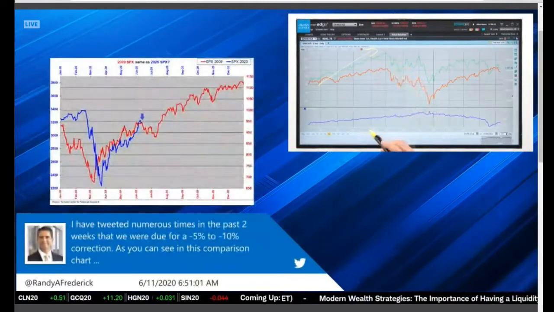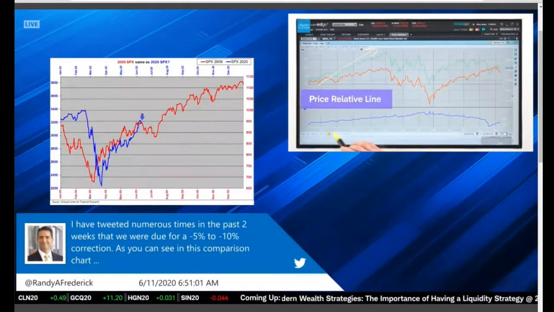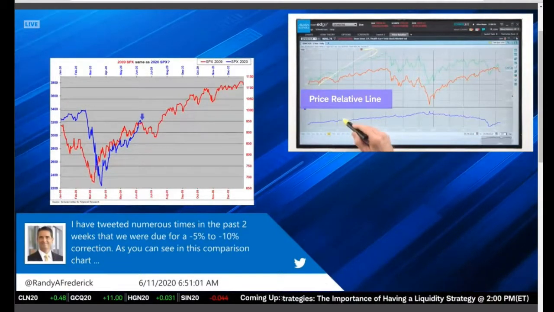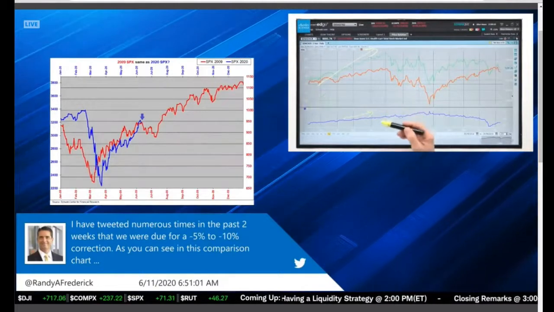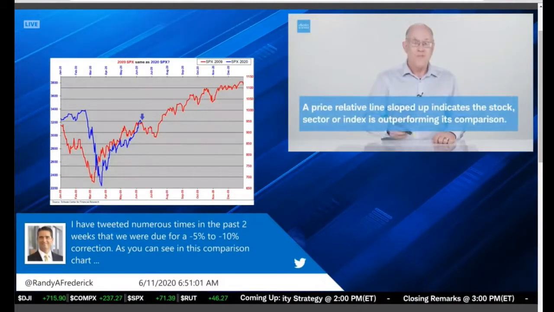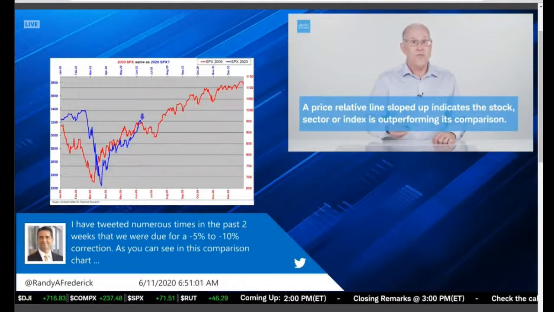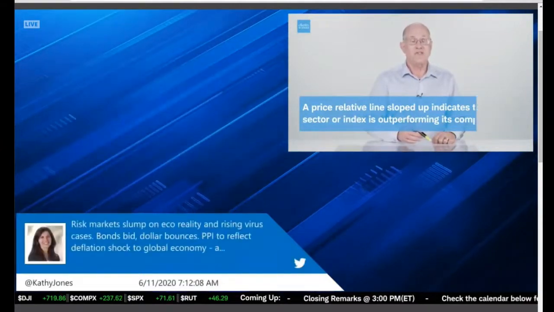We now look at the price relative line, which is the purple line in the lower pane, and we notice that it is sloped up. This means that healthcare is outperforming the overall market. If the symbol you are interested in is outperforming, you will always see that line sloped up.